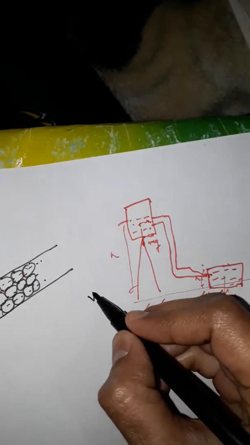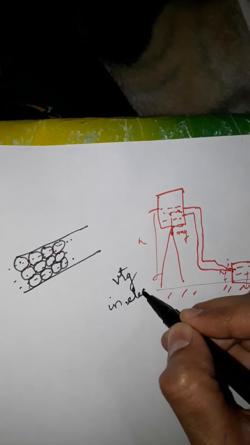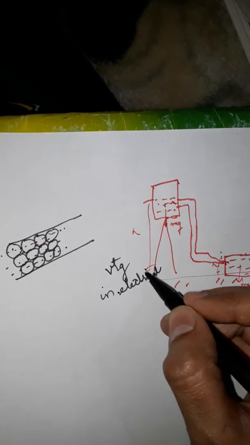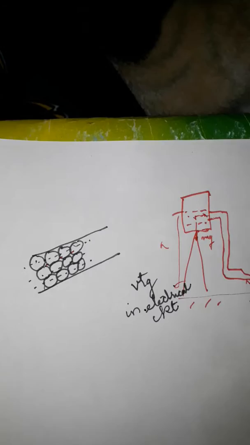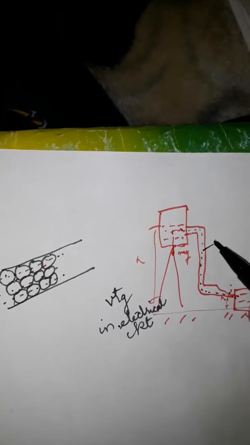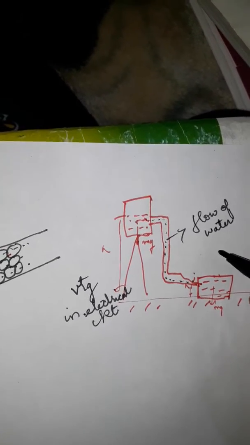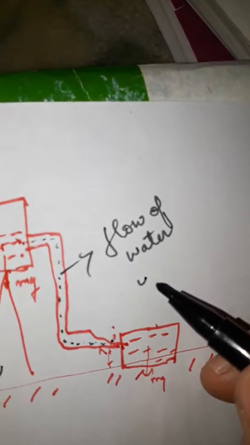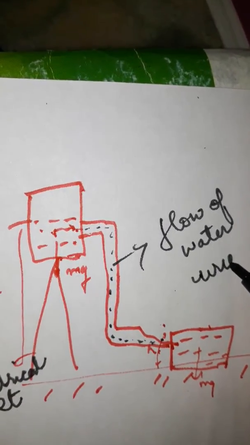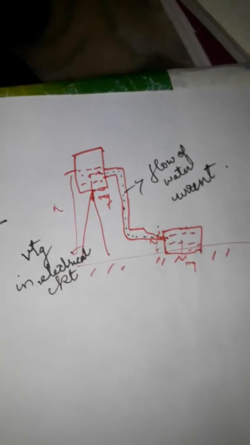This potential difference is nothing but voltage in electrical circuit. Now, water will start flowing from here to here. That flow of water is nothing but current. But now this is voltage, this is current.